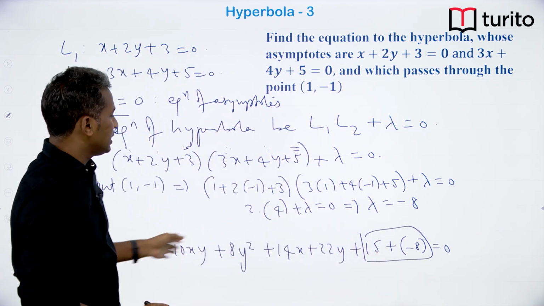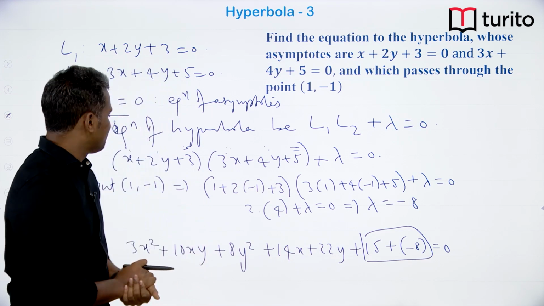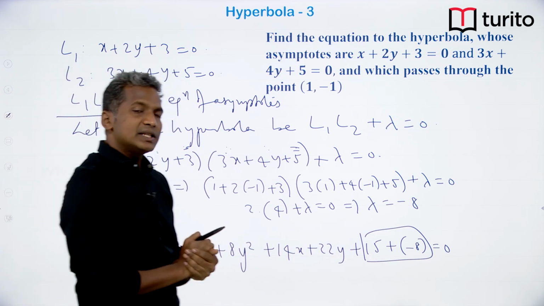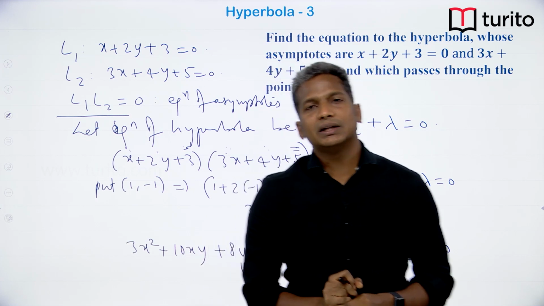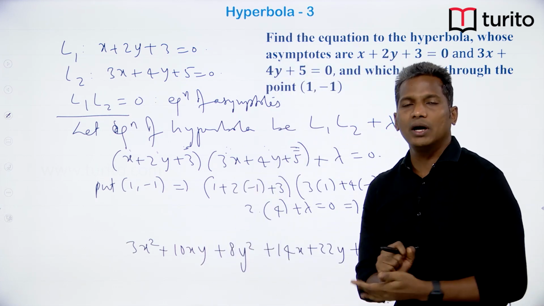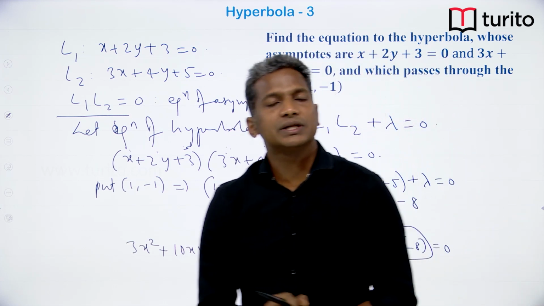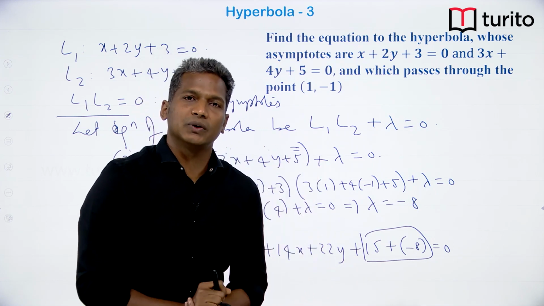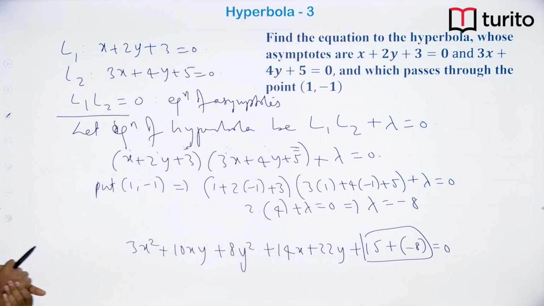That will give us the equation of the hyperbola. So, this way if asymptotes are given, we can get the equation of the hyperbola by taking this constant lambda as an extra term. Okay. Come on, make a note of this.